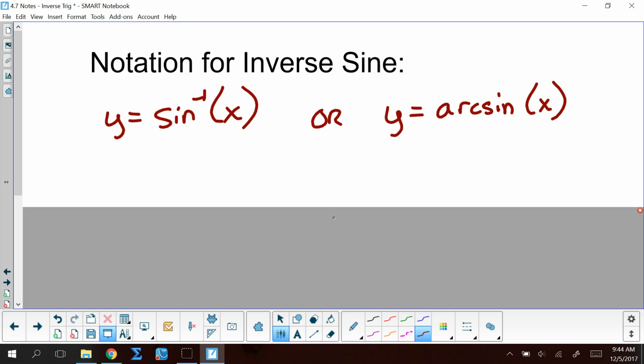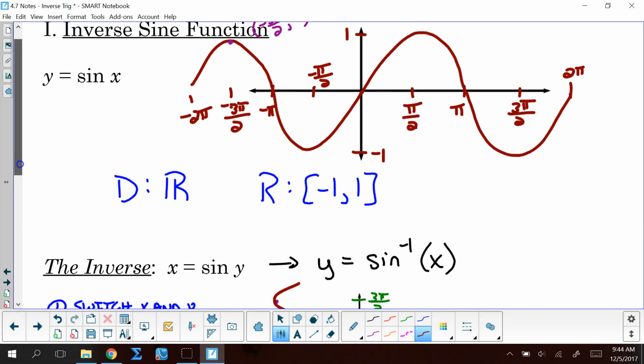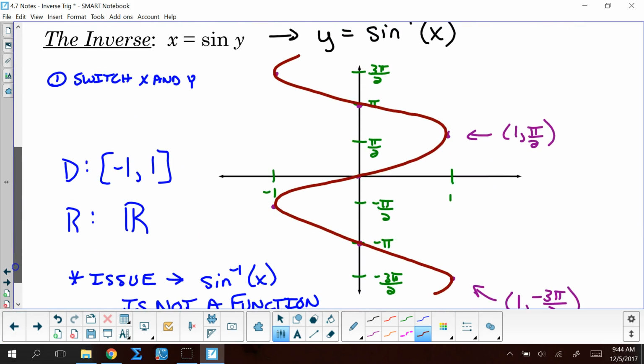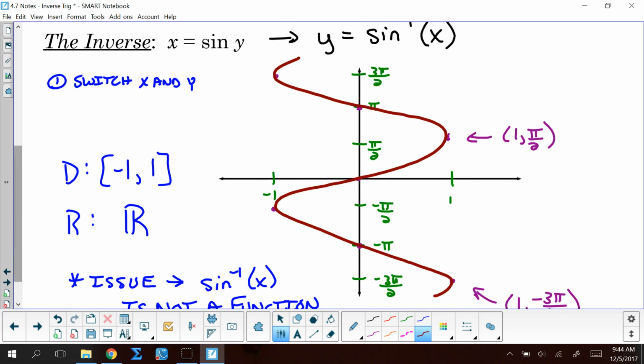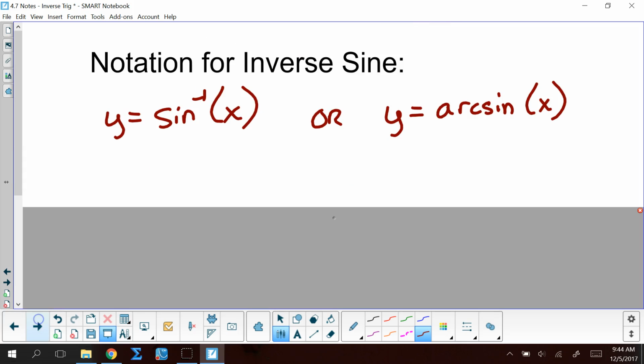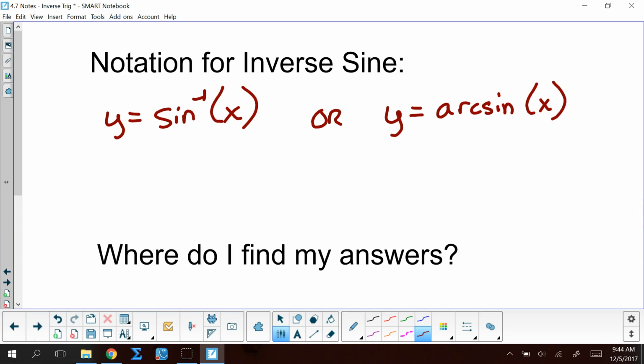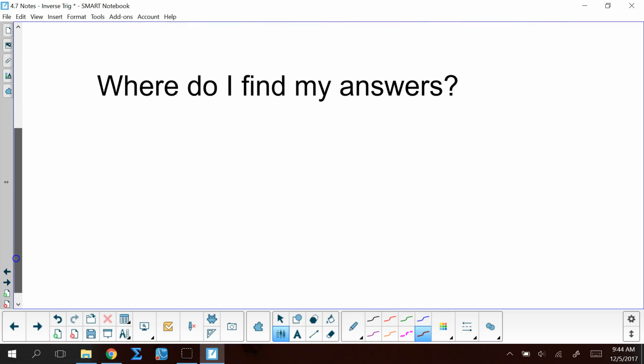So, because the inverse sine is not a function, I need to restrict my range, not my domain. I need to restrict my range. So, we are going to restrict the range to tell us where we're going to find our answers.